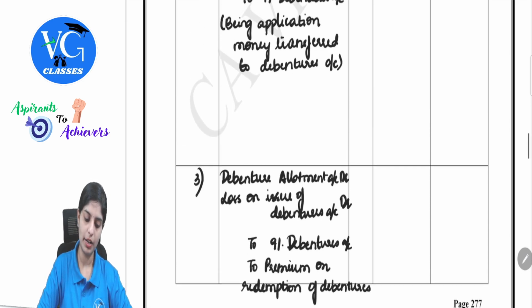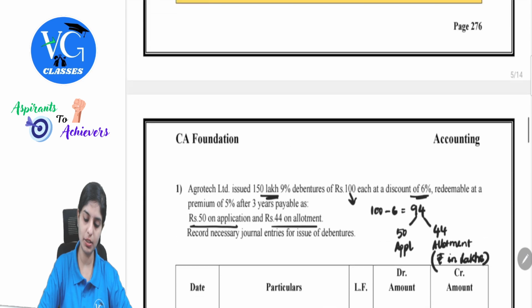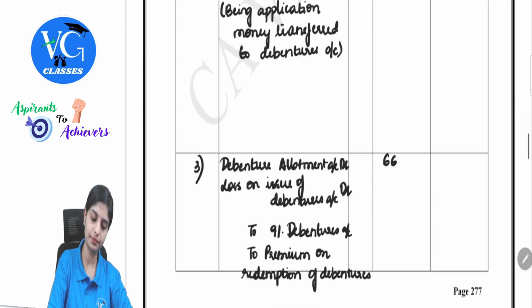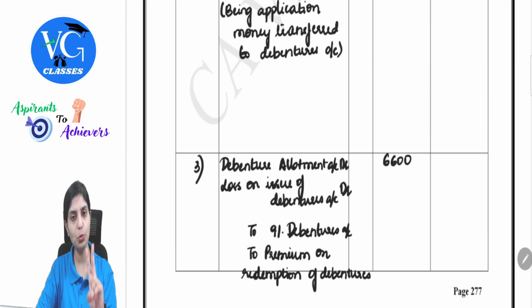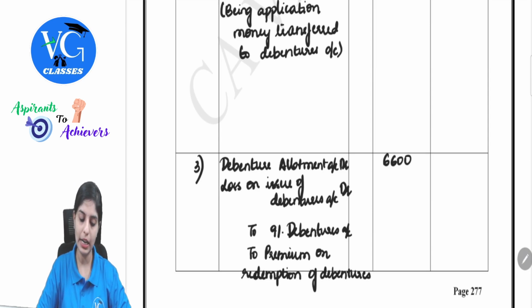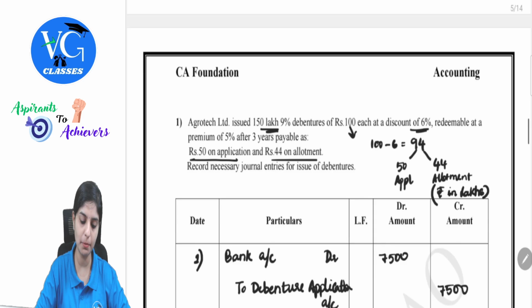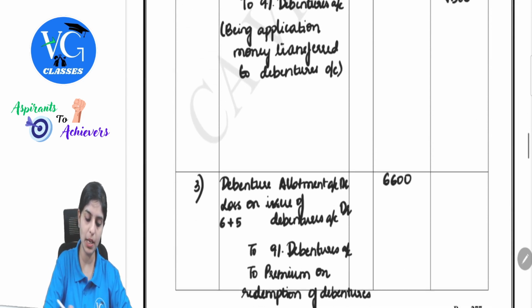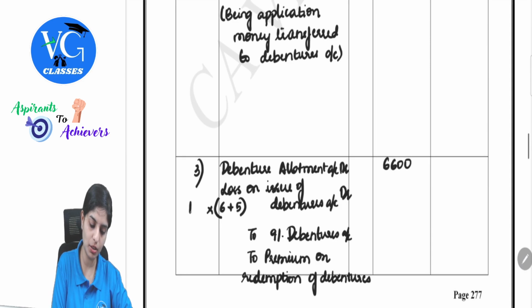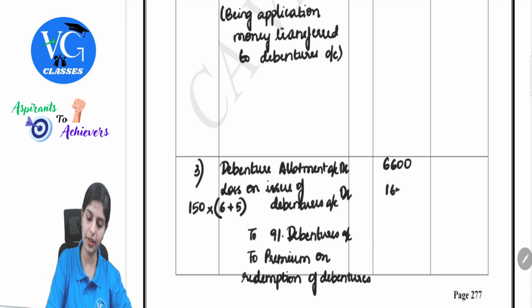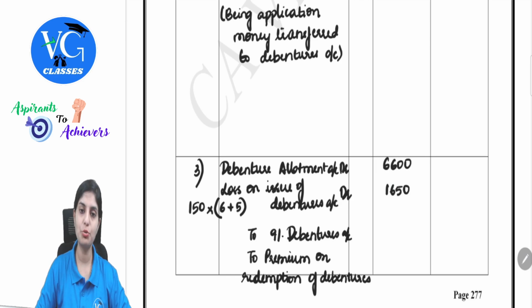So first, debenture allotment. First of all, debenture allotment money is 44 rupees, 150 into 44, that will be 6,600. Loss on issue of debentures will have two things, one premium and one for discount. Discount was 6 rupees and premium is 5 rupees. How did I get 5% premium? So on 100, it's just 5 rupees. This multiplied with 150 lakh. 150 into 11. So this will be 1650. Premium on redemption is just 5 rupees. So 150 into 5.